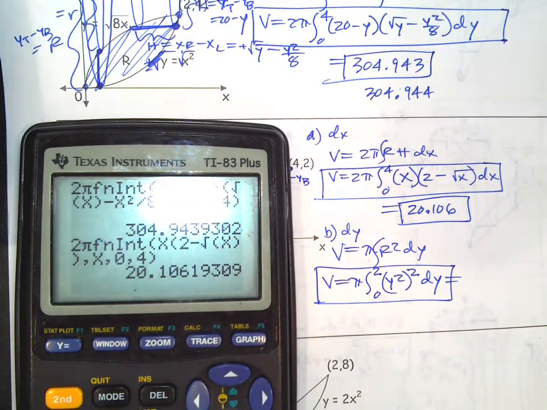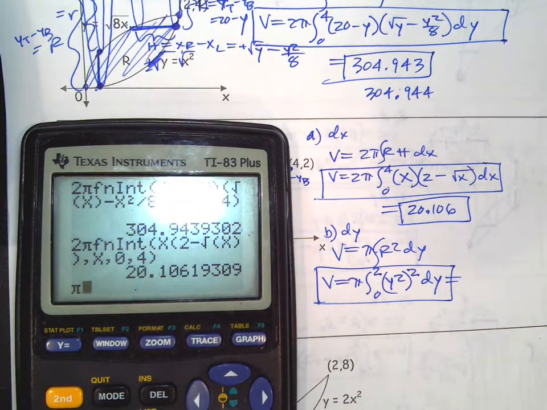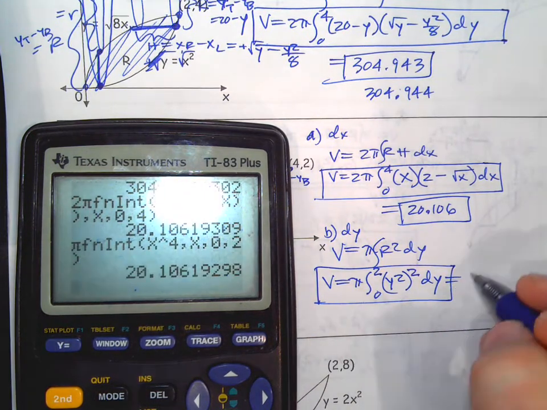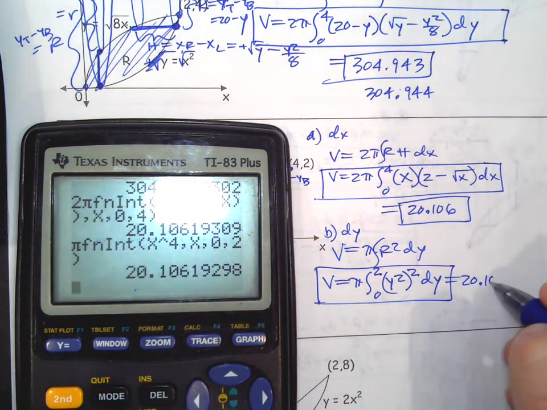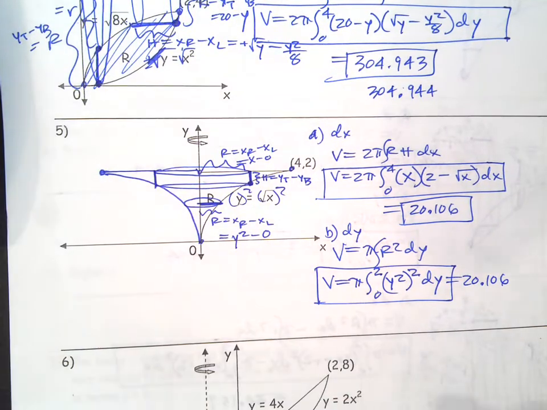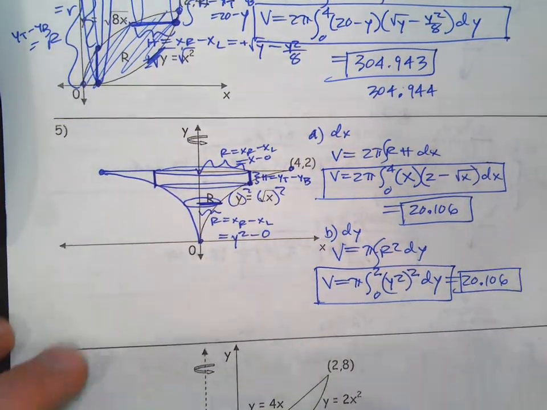Same. I'm going to do pi math 9 x to the 4th. I'm just going to do that, comma x comma 0 comma 2. Same answer.